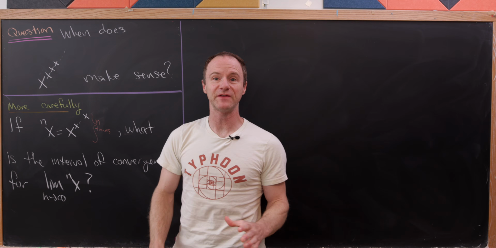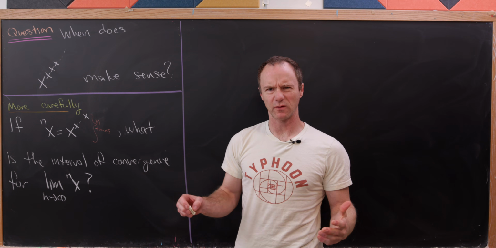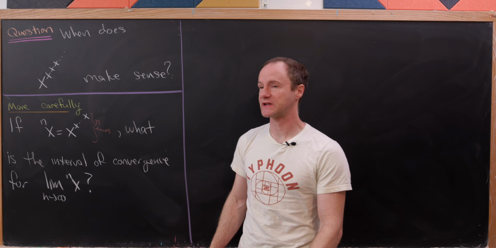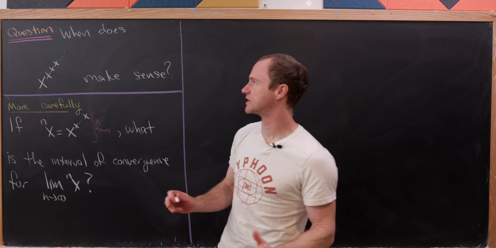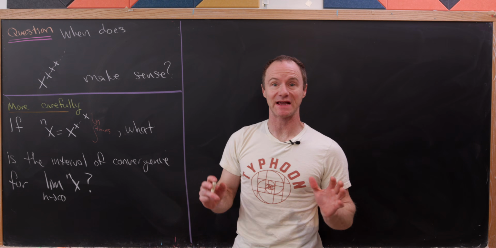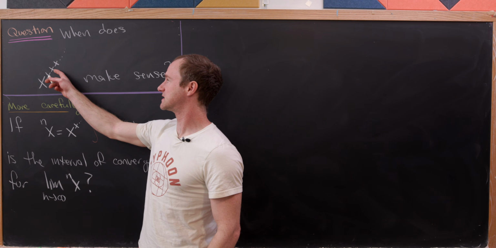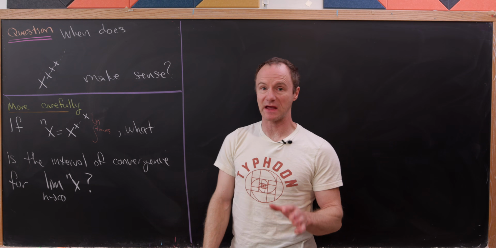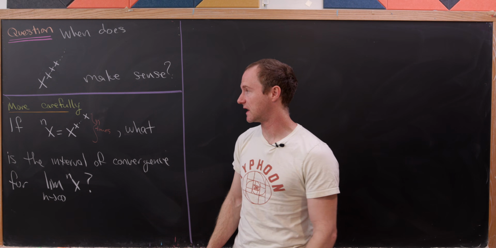Today we're going to look at infinite power towers, and we're not going to find values of any specific infinite power towers. We're going to answer the question, when does this infinite power tower make sense? So we've got x to the x to the x to the x forever and ever and ever. And we want to find the values of x that make this object well defined.